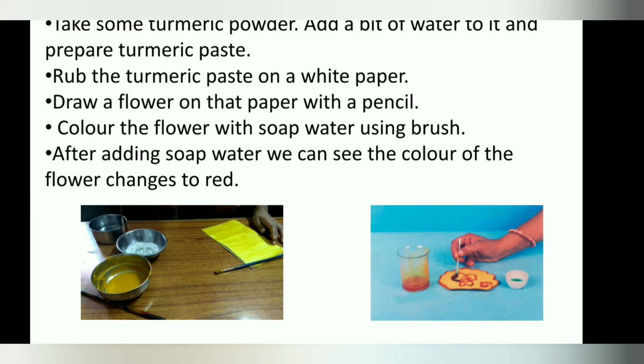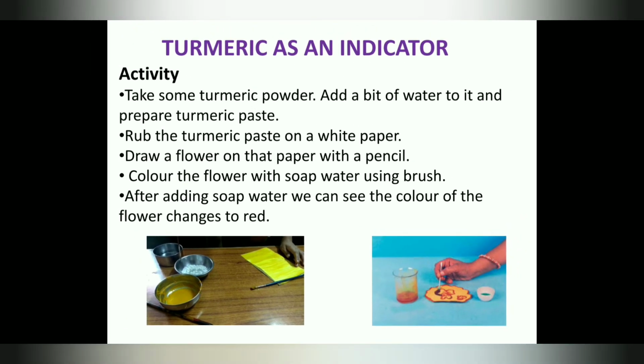So after adding soap water, we can see that the flower changes to red color. So this activity indicates that turmeric is a natural indicator. An indicator is a substance which tells us whether it is acidic or basic by changing the color.